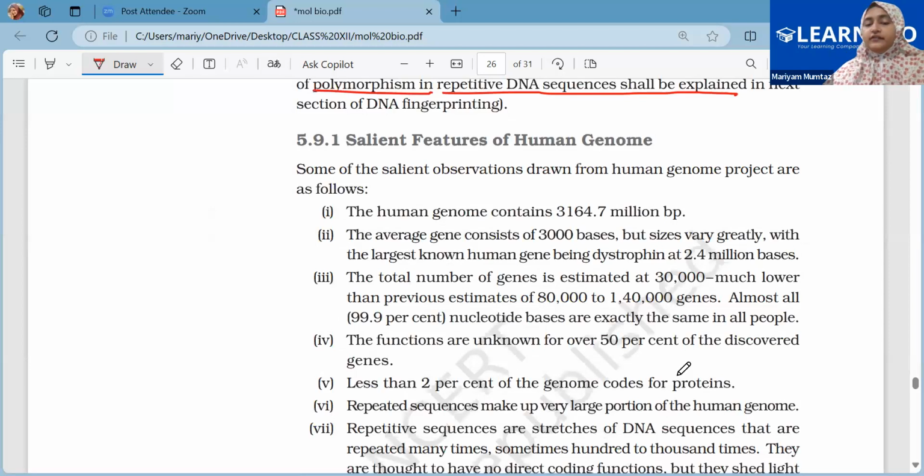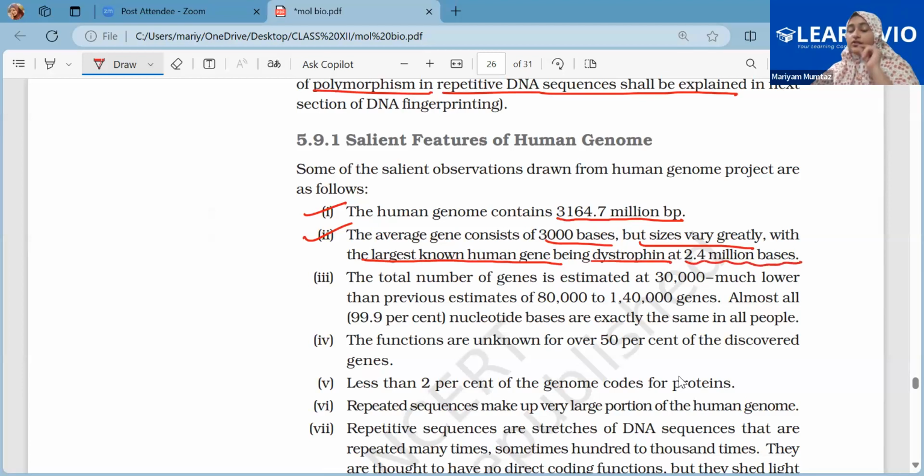Now talking about the features of the human genome that were found out later on. The human genome contains 3164.7 million base pairs. The average gene consists of 3000 bases, but sizes vary greatly, with the largest known human gene being dystrophin at 2.4 million bases. So dystrophin has these many bases and it is the largest known human gene.